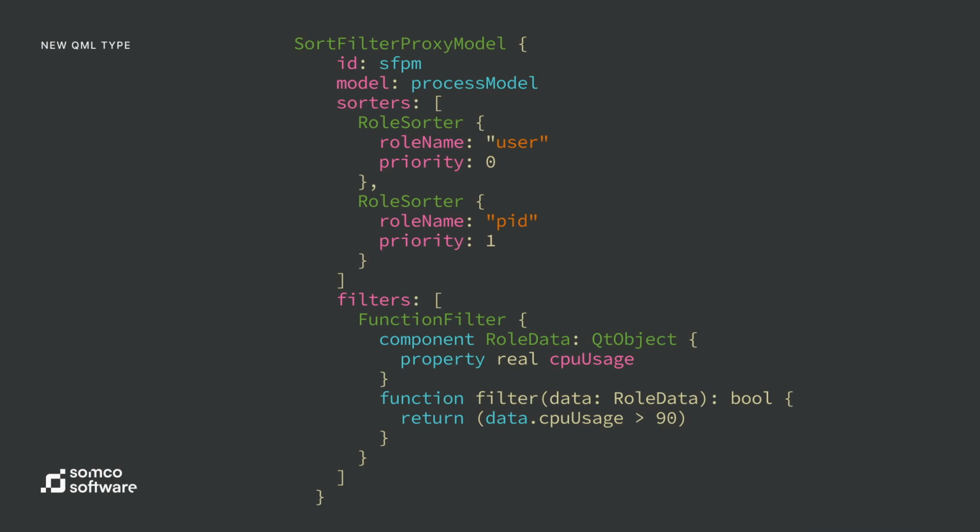Qt 6.10 fixes that. It introduces SortFilterProxyModel directly in QML. Now you can sort, filter, and remap data directly in your declarative code with just a few lines of code. No detour to C++, no extra classes, anything like that. Same goes for hierarchical data. If you wanted to show nested settings or a tree of directories in a tree view, you had to write a full-blown C++ model. That's a lot of effort, especially if the data was mostly static.